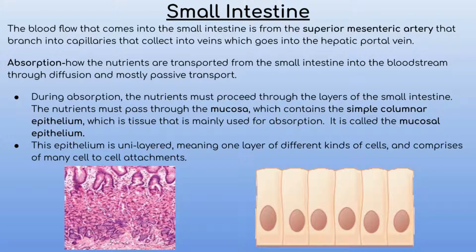However, these nutrients must proceed and go through all the layers of the small intestine wall to get to the bloodstream. Now, the first layer is called the mucosa, which is a type of simple columnar epithelium, which is mainly used for absorption. This is called the mucosal epithelium. The epithelium is one-layered, with many cells lined together while being attached toward each other.